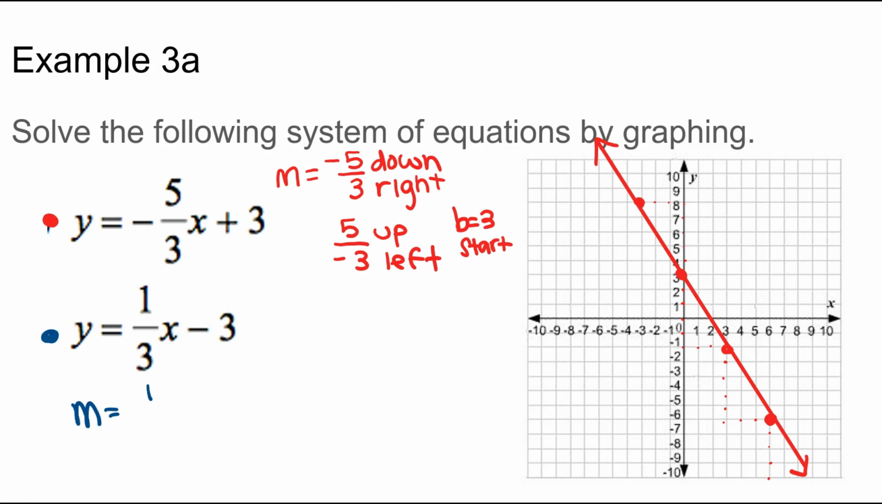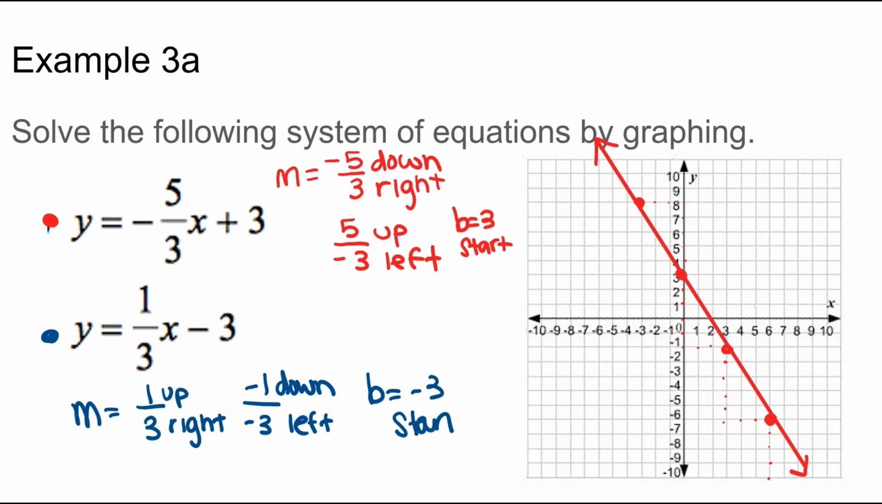So m is equal to positive 1 over 3. That's up and to the right. Or both negative, down and to the left. Our b is equal to negative 3. That's where we're going to start. So we'll start at negative 3, and we'll go up 1, right 1, 2, 3.